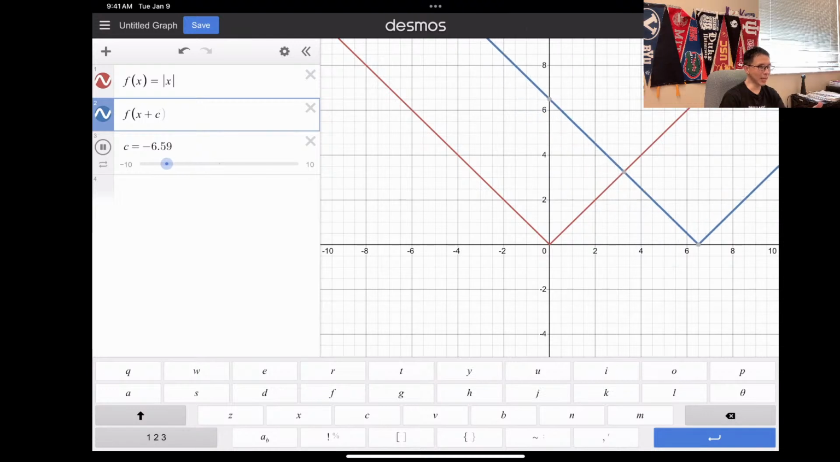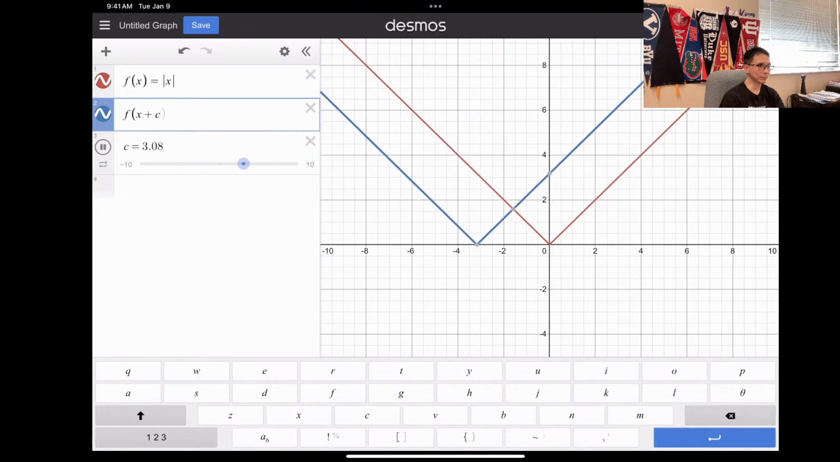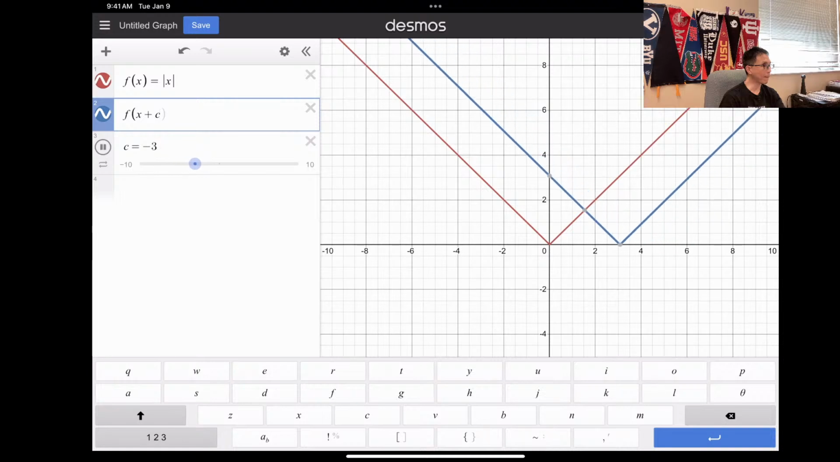Now, if c is negative, it's actually moving to the right. If c is positive, it's actually moving left. Do you see that? Is this okay?